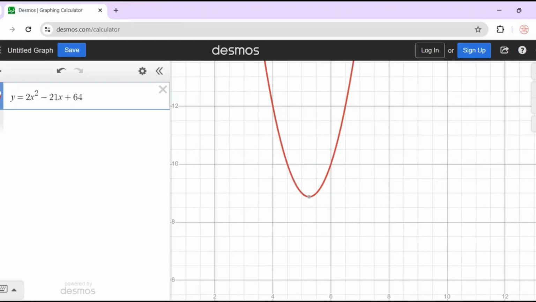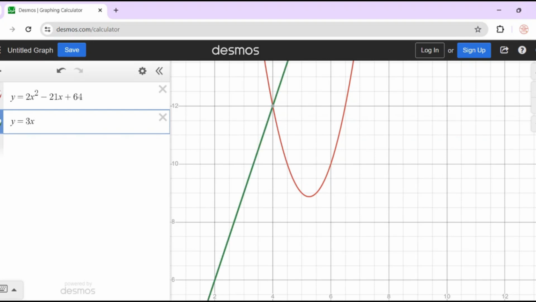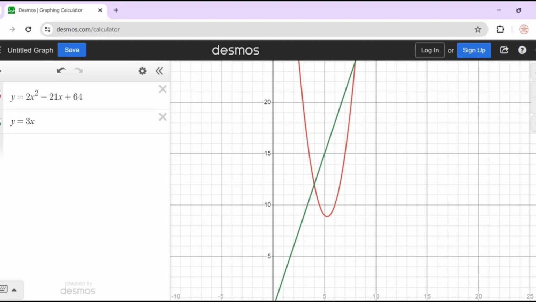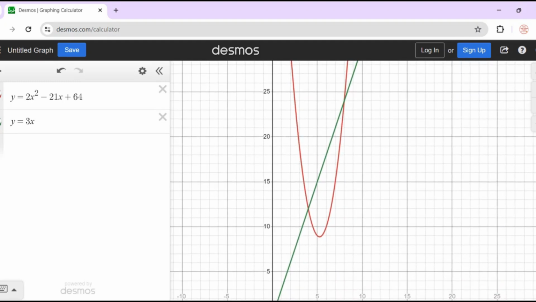Okay, so now we're in Desmos, and I've entered that first equation, y equals 2x squared minus 21x plus 64. And now, if you remember, the second equation is y equals 3x plus a. Now, I don't know what a is, so I can't put that in there. But just look at this graph. See what's happening here? As soon as we have that 3 in front of the x, because y equals 3x, we know that's a line. It just has an x and a y, no squares, it's a line. That 3x gives it a slope of 3.